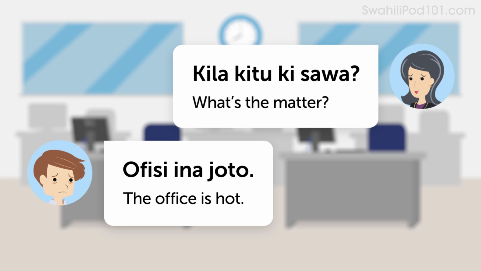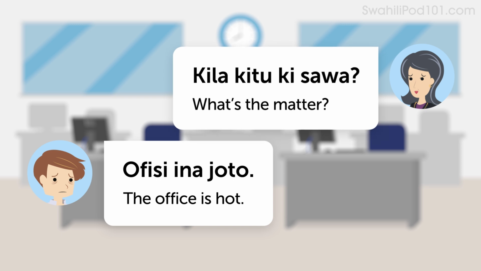First of all, you'll need to learn how to say, "What's the matter?" That's, Kila kitu kisawa. Listen to it again. Kila kitu kisawa. This Swahili sentence literally translates into, "Is everything okay?" But it means, "What's the matter?" in English.